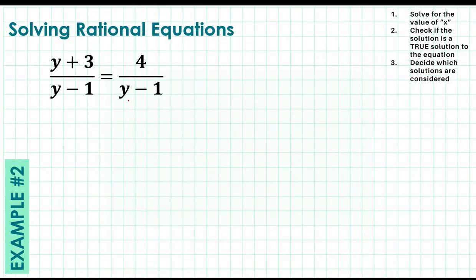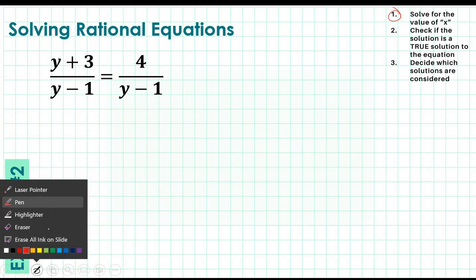Let's now have the second example. y plus 3 all over y minus 1 equals 4 over y minus 1. At this point, we are going to proceed immediately with step 1, which is to solve for the value of the variable. Unlike the previous example, the left-hand side and the right-hand side of the equation only contain one fraction, so this is already good to go.